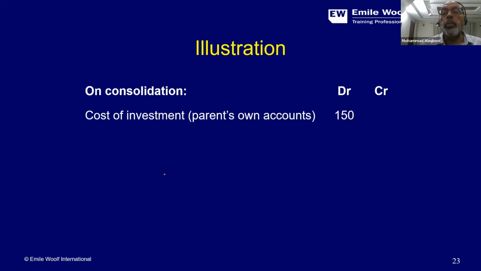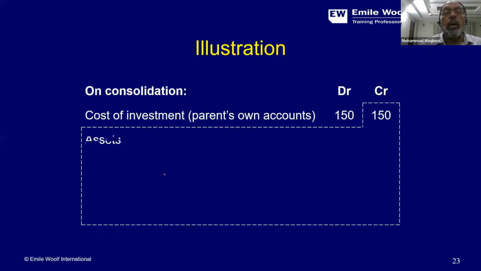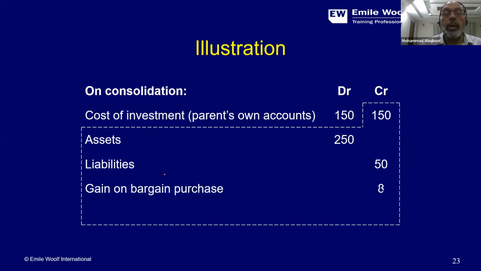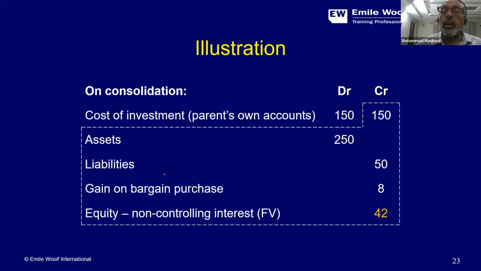In lieu of that, we need to bring the assets, the liability, the fair value non-controlling interest, which is 42. The difference figure is 8, which is in this case the gain on the bargain purchase. It could happen on this side if the other side would have been larger, so it would have been on this side. So then it would have been a goodwill rather than negative goodwill. So this is basically substituting the cost of investment with the net asset of the entity.